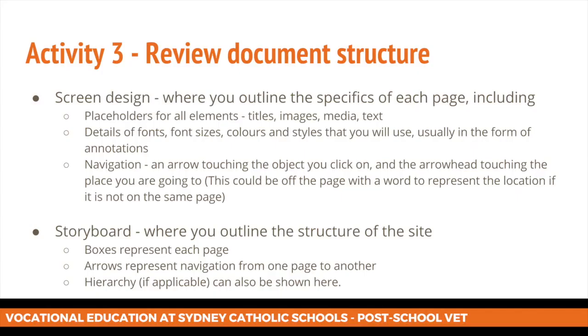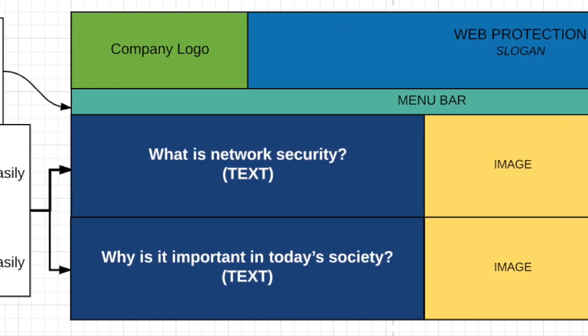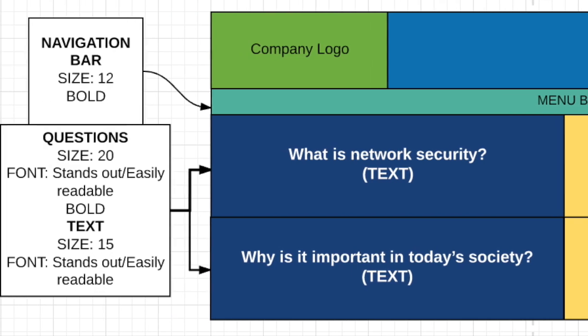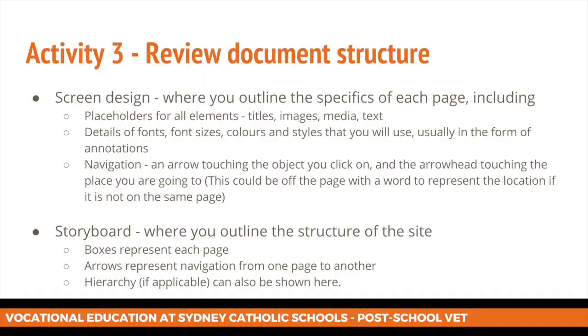We need to look at details of fonts, font sizes, colors, and styles that you'll use, usually in the form of annotations. Now, if we're doing multiple screen designs for multiple pages, these could be done on individual pages, or since we're looking for consistency across our pages, it might be a box in the top of our set of screen designs to say that all headings are this specific font size and color and style, and all body text is this font size, color, and style, and so on.